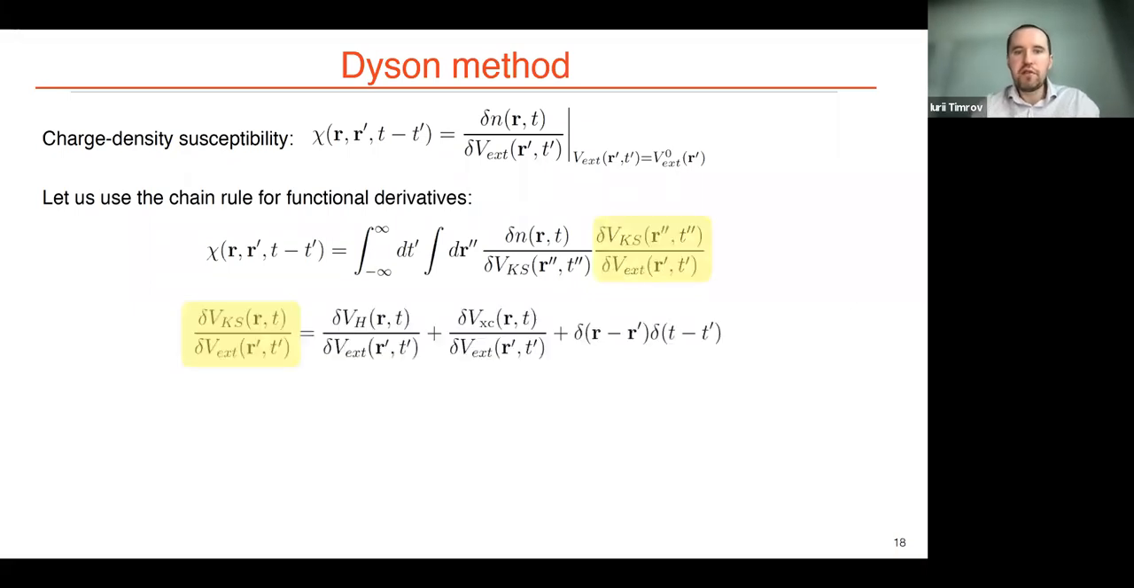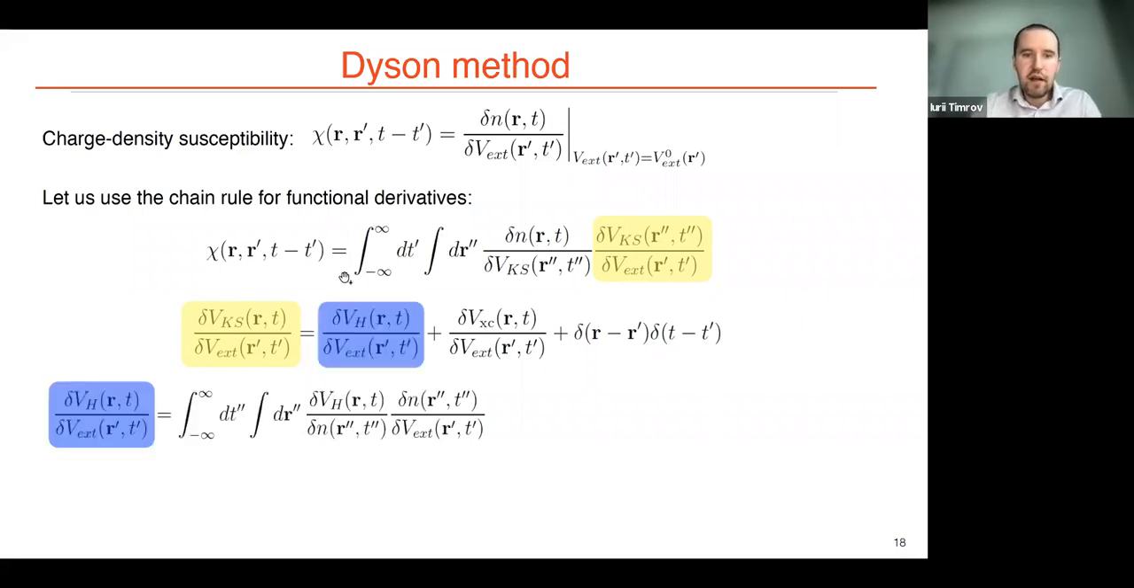Okay, and we will use the chain rule again in the following. Now, let's take this object highlighted in yellow, and we can further do some mathematical operations with this expression. So delta V Kohn-Sham over delta V external can be written this way because, as we know, the Kohn-Sham potential is the sum of the Hartree, exchange correlation, and external potential. So basically, this object is nothing but three derivatives: the derivative of the Hartree with respect to the external, exchange correlation with respect to the external, and external with respect to external, which gives us simply the delta function.